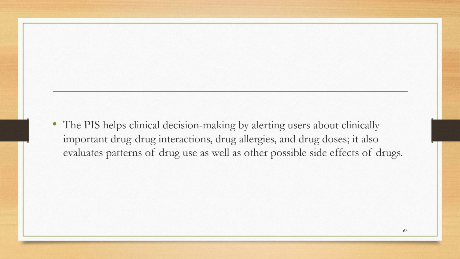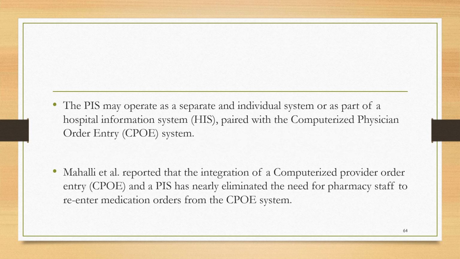The pharmacy information systems help clinical decision making by alerting users about clinically important drug-to-drug interaction, drug allergies, and drug doses. It also evaluates patterns of drug use as well as other possible side effects of drugs. The pharmacy information system may operate as a separate and individual system or as a part of a hospital information system paired with a computerized physician order entry system.